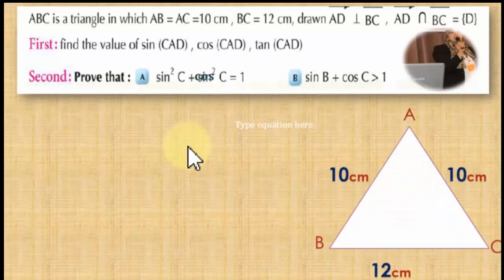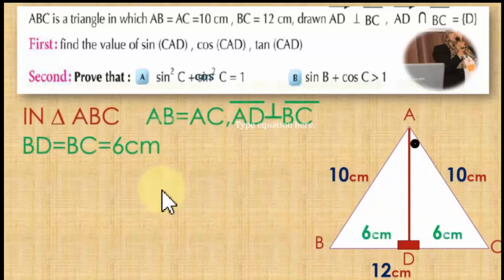Okay, draw the triangle. AB equals AC equals 10 centimeter. BC equals 12 centimeter. Then draw AD perpendicular on BC. So in triangle ABC, we have AB equal AC and AD perpendicular on BC. So D bisects BC. CD equals DB equals 6 centimeter.